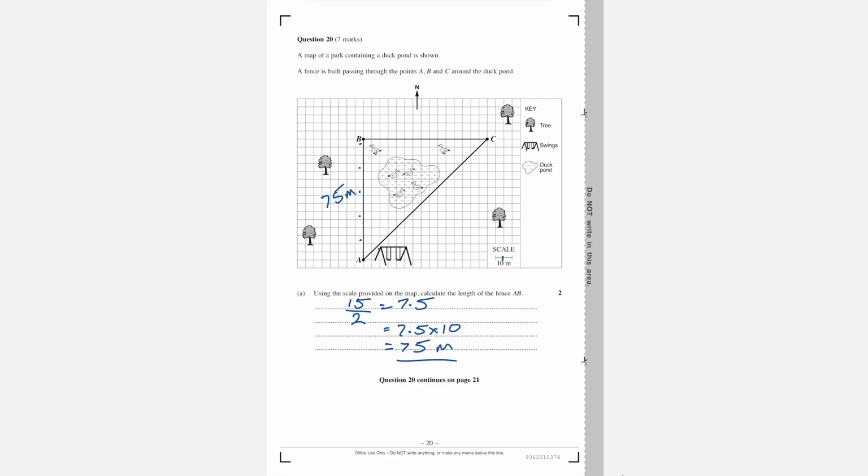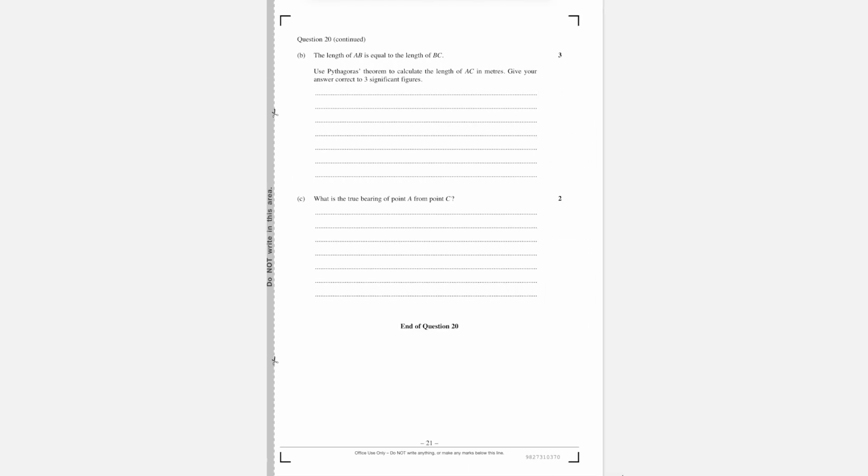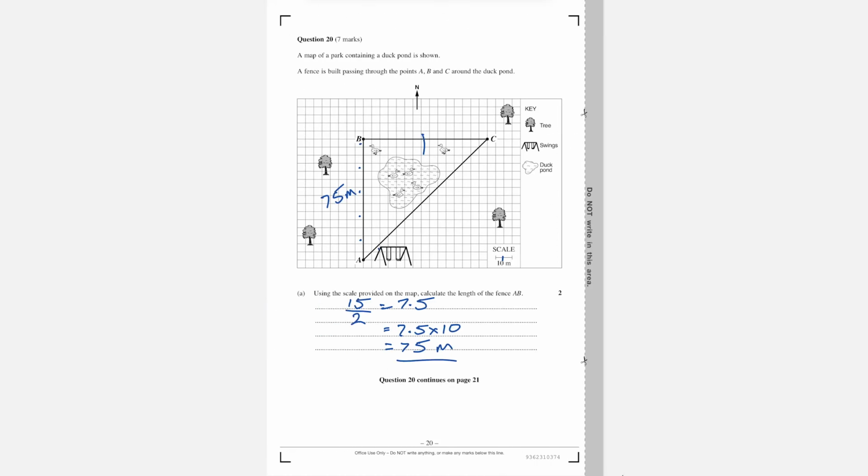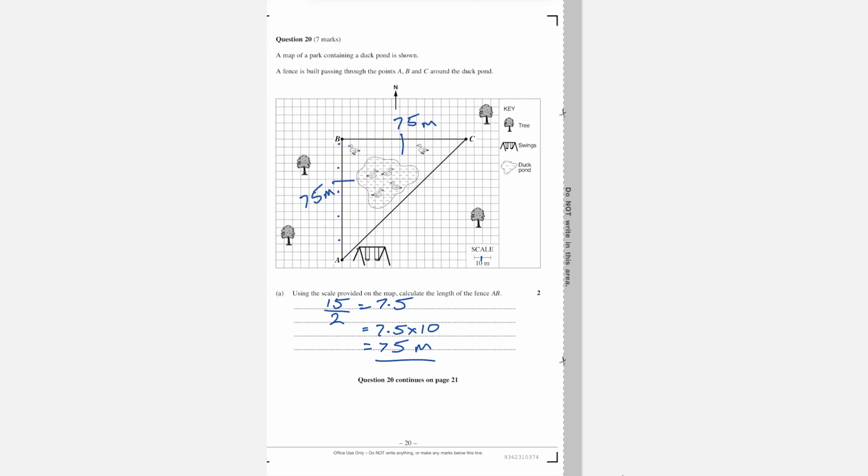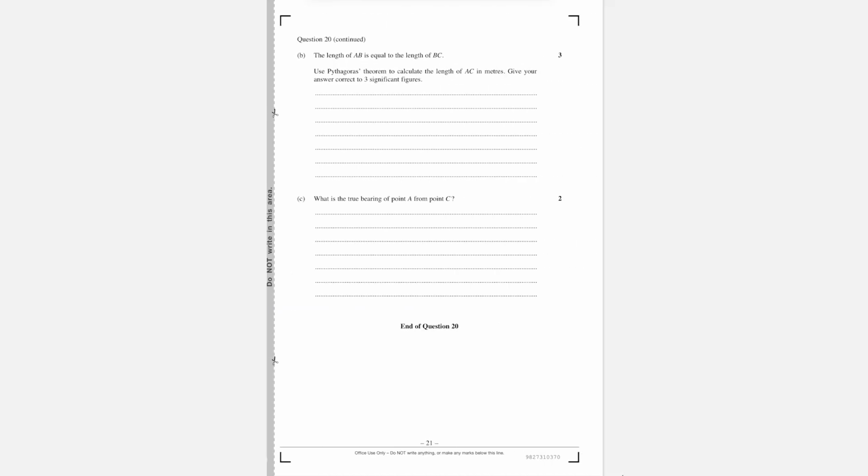All right. Let's keep going. The length of AB is equal to the length of BC. All right, so these two sides are equal, 75 meters. Use Pythagoras' theorem to calculate the length of AC in meters. Give your answer correct to 3 significant figures.